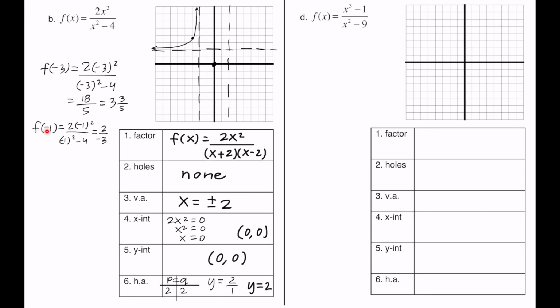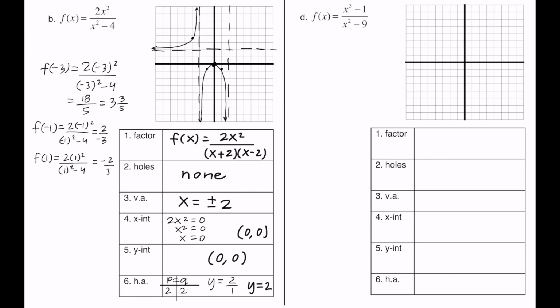So the point is -1, -2/3. And I put the point right there. Let's do the same thing by plugging in +1, and you end up getting the same y value. So you have -2/3 again. So we can see that the graph is going to go down to the left and down to the right.